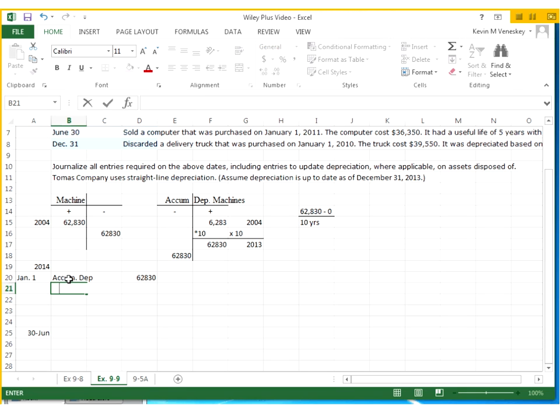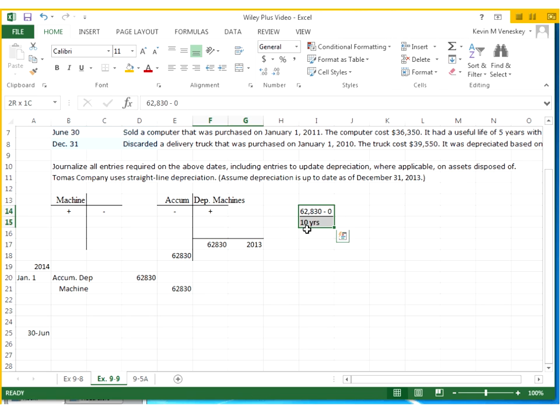And then my debits actually match my credits. I didn't get anything from my machine, but also it wasn't worth anything on my books. Therefore, I have no gain or loss. This is the only journal entry I need for January 1 to get rid of my machine.